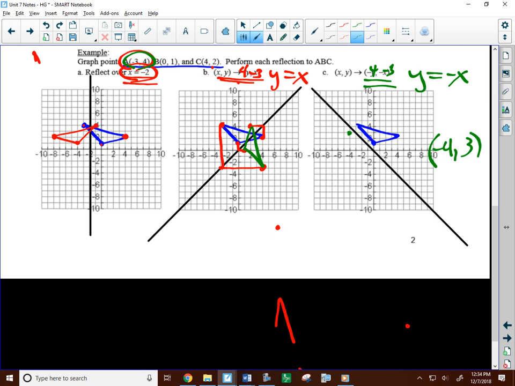So now watch this graphically though. If I did it graphically, I was here, I count 1 left and 1 down. That was it. This one, I count 1 left and 1 down. This one, I count 6 left and 6 down.